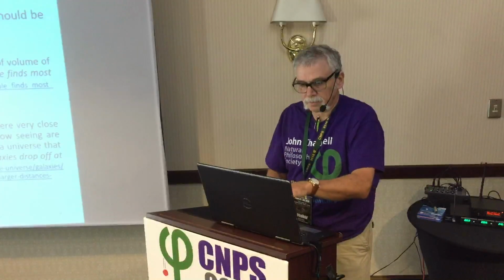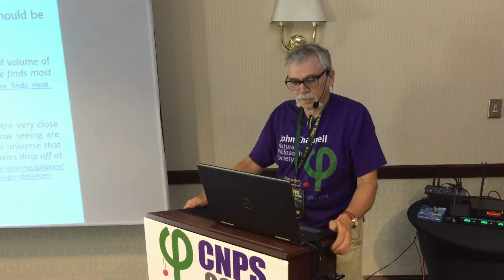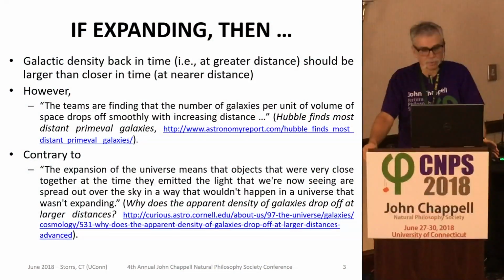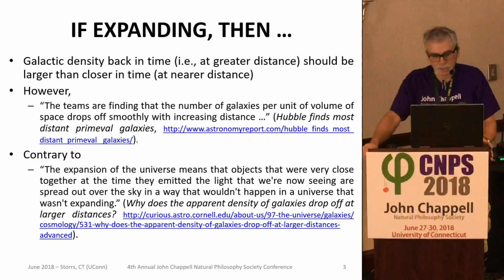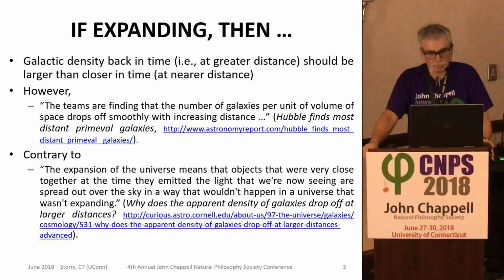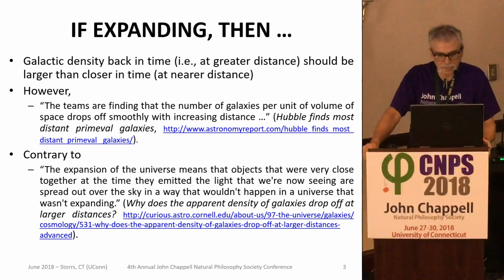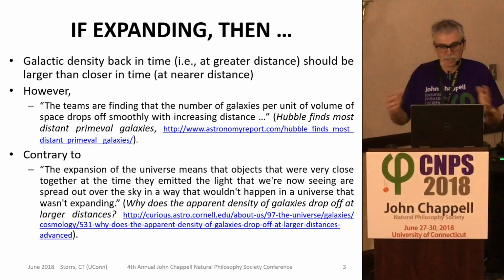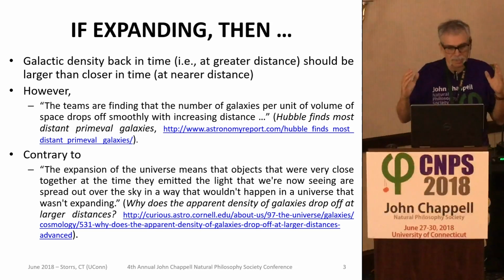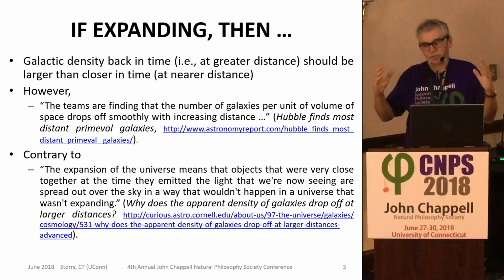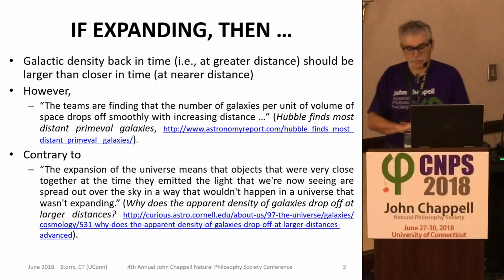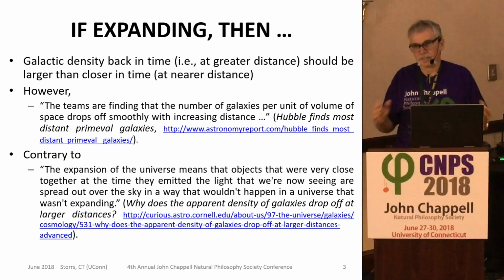The teams are finding that the number of galaxies per unit volume of space drops off smoothly with increasing distance. The expansion of the universe means that objects that were very close together at the time they emitted the light that we're now seeing are spread out over the sky in a way that wouldn't happen in a universe that wasn't expanding. So the only way they can explain that the density of galaxies is decreasing is by saying the volume is getting larger and larger. They didn't expect to see that.